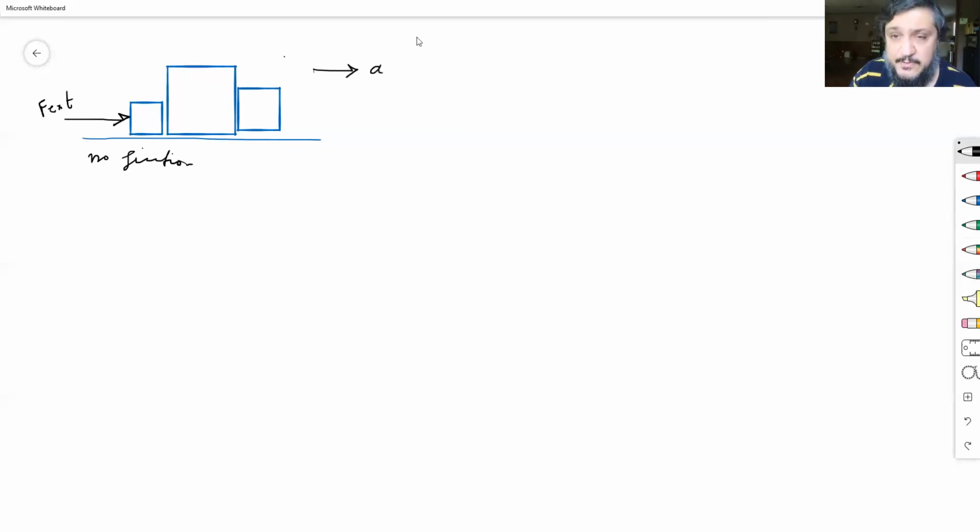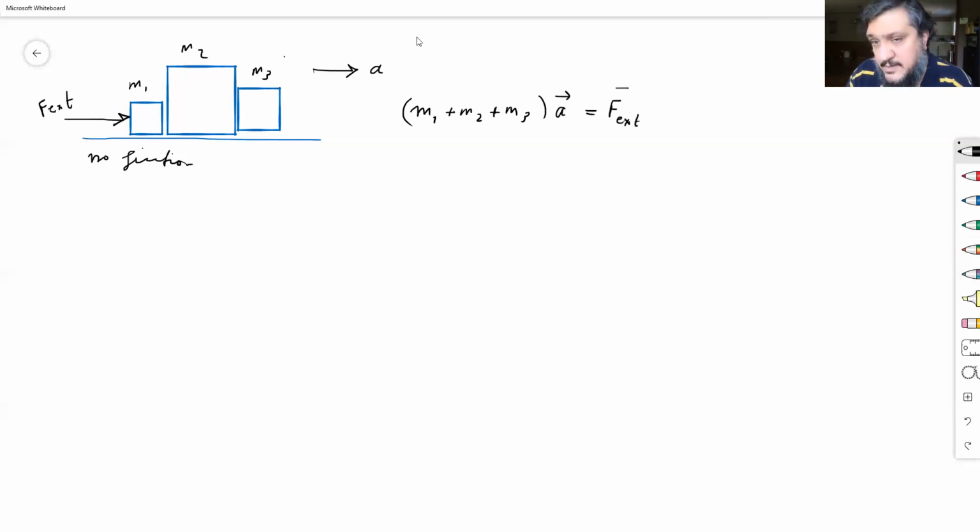So these were, let's say, M1, M2, M3. So the total mass is M1 plus M2 plus M3. You can view it like a system. So this system will have an acceleration a, and total mass times a would give you the external force. This you remember, I hope, right?